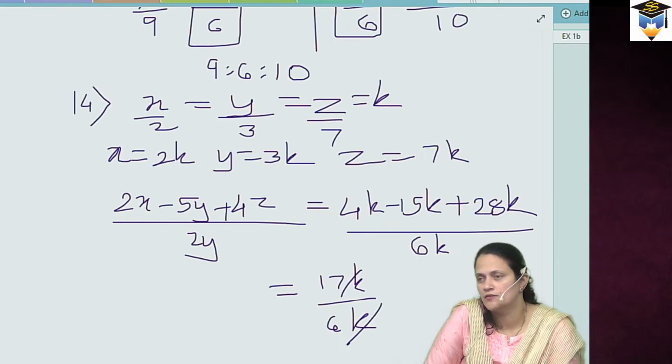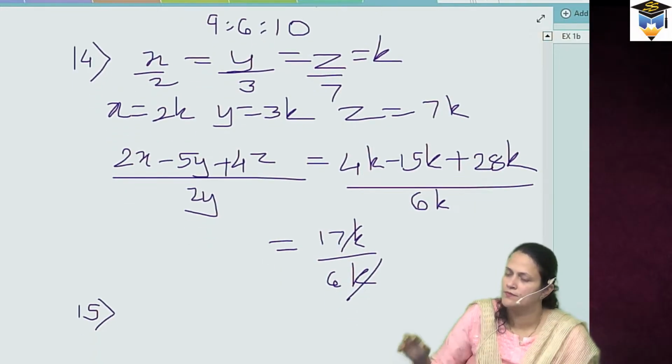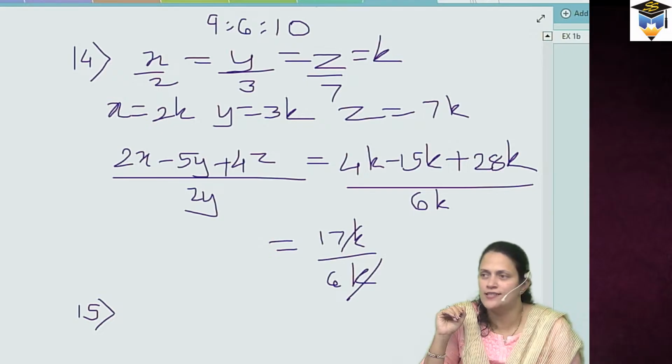What did you do? It is given, 2x minus 5y plus 4z. You have to find that value, no? That is given. So minus 5 into 3k, so that is minus 15. Option D for the 14th sum.